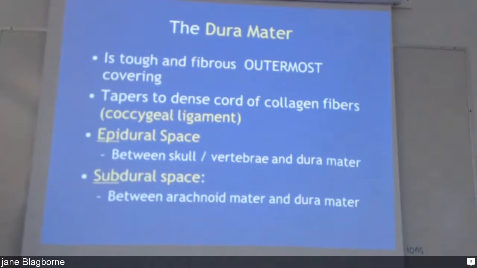So the epidural space, and again you hear about epidural hemorrhages and subdural hemorrhages, is between the skull or vertebrae and the dura mater. The subdural space is between the arachnoid mater and the dura mater. So those two are just between the layers.